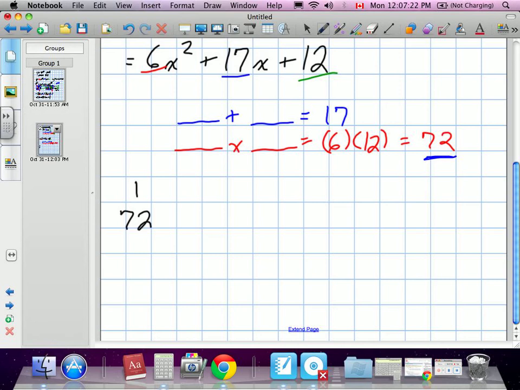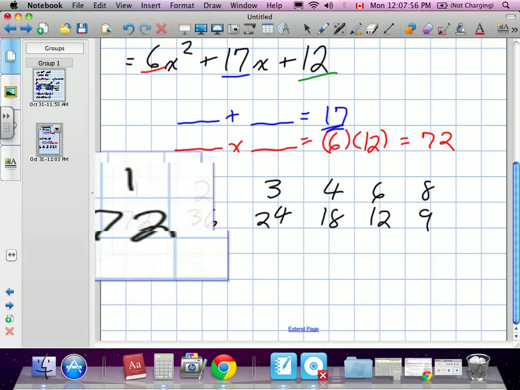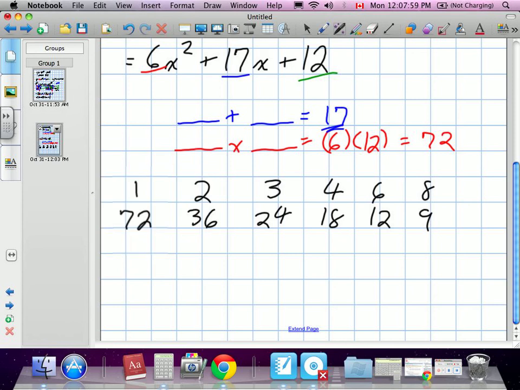We have 1 and 72. We have 2 and 36. 3 and 24. Good. Oh, you're good at this. 4 and 18. Thank you. 8 and 9. There we go. So, we've now written out all of the factors of 72. Now we need to find pairs that are going to add up to 17. So, will 1 and 72 work? No, they don't. 2 and 36? No. No, no, no. What are we looking for?